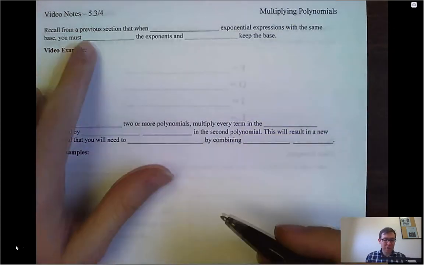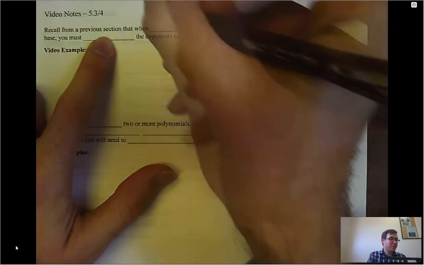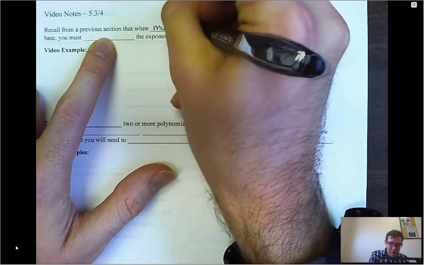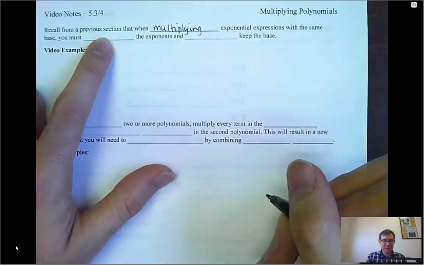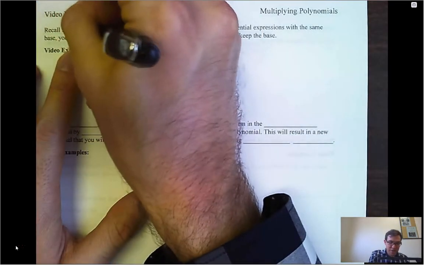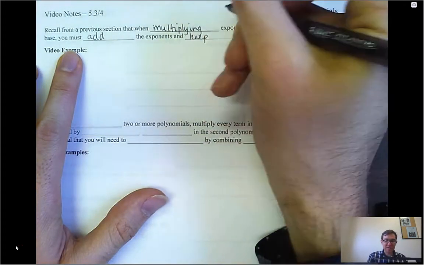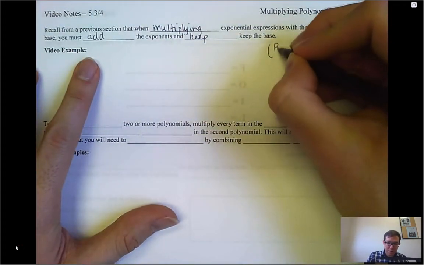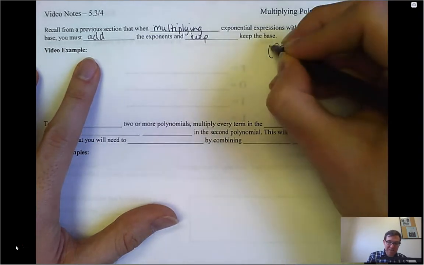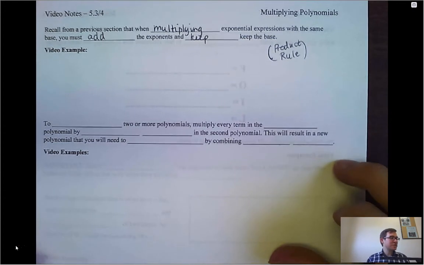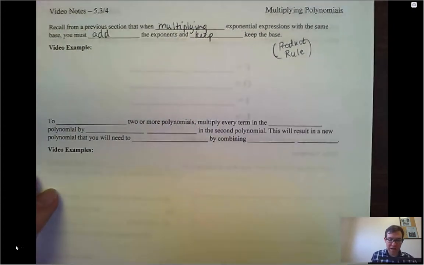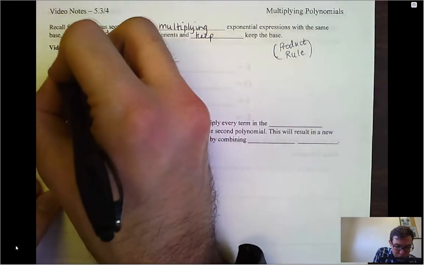Recall from a previous section, 5.1, that when multiplying exponential expressions with the same base, you must add the exponents and keep the base. That is the product rule, which was our very first exponent rule in that section. So let's look at an example just to review that product rule before we look at the rest of this section.